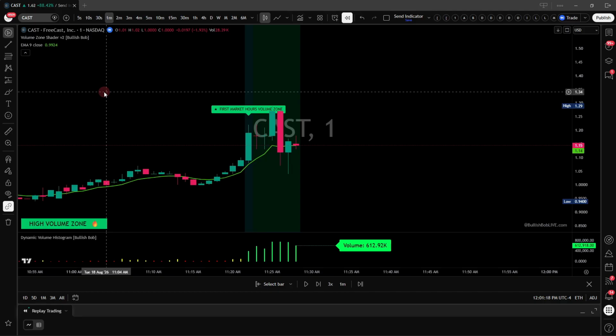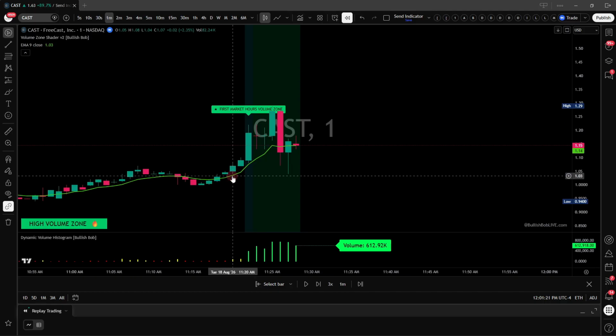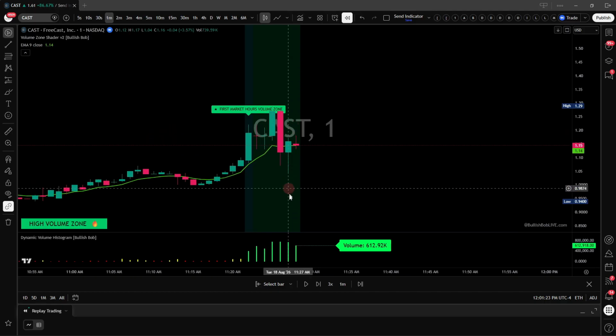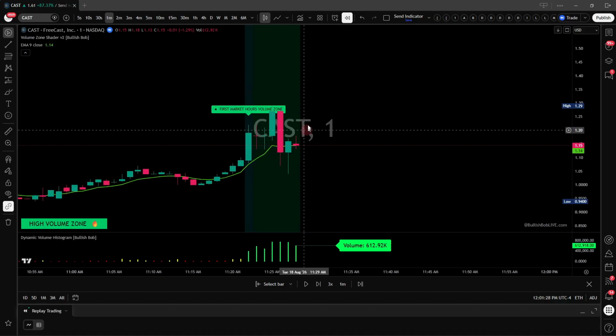This is just a standard 9 EMA added to your chart. Again, it's a simple line: close above is bullish, close below is bearish. There's your strategy, right? There's no more to it, very simple. We know we have volume, okay.